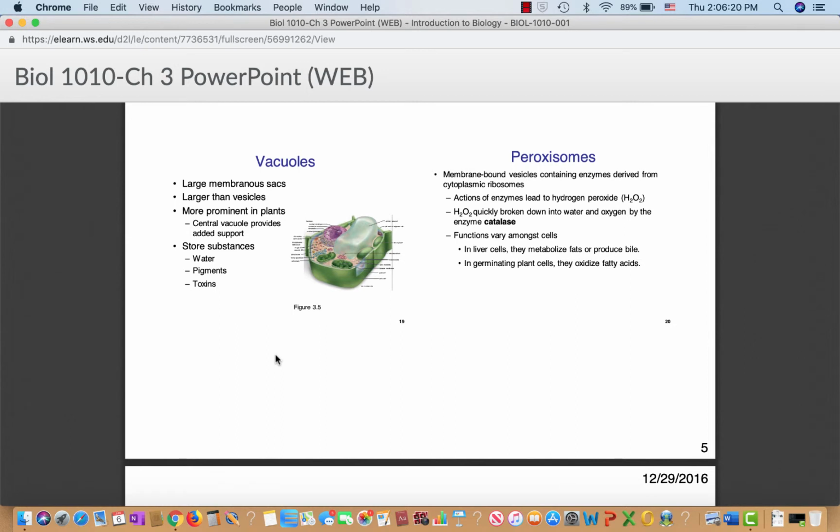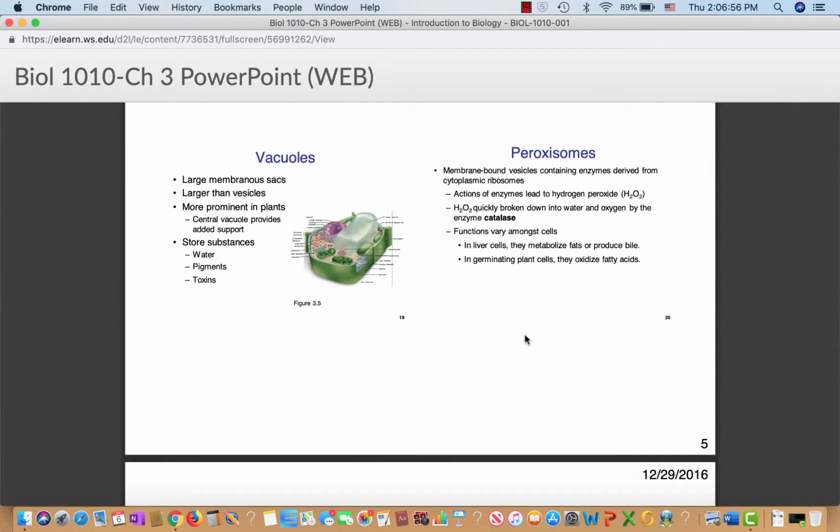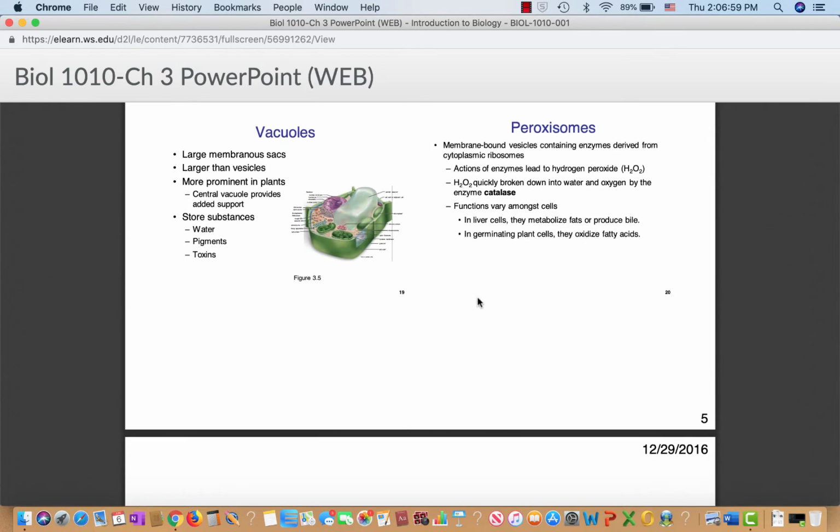Vacuoles are large membranous sacs, much larger than a vesicle, more prominent in plants. That's this big jello-looking thing right here in the center. They provide support and are typically used to store water or pigments or toxins until they can be processed or used. Peroxisome is similar to a lysosome, except it uses peroxide to break down and catalyze things that way. So it's a little different mechanism for breaking things down, typically used for fats or biles, and in plants they oxidize fatty acids.